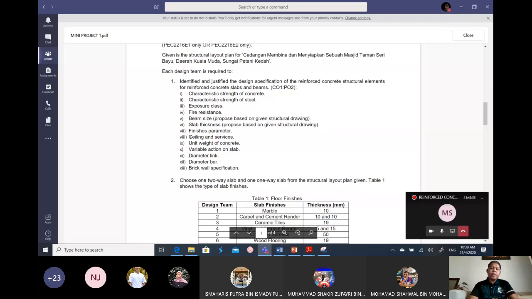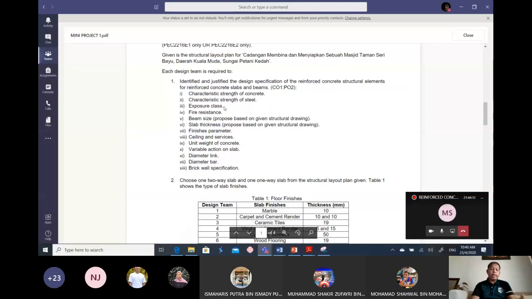Okay, so you have to determine your own characteristic strength of concrete. Every single information here you have to tabulate the value. Maksudnya you have to do a tabulation. In this case, you have to design for slab and also for beam. So in one table you have to prepare design specification for slab and then design specification for beam. You just senaraikan all this information here, yang mana ada for slab, yang mana ada for beam.